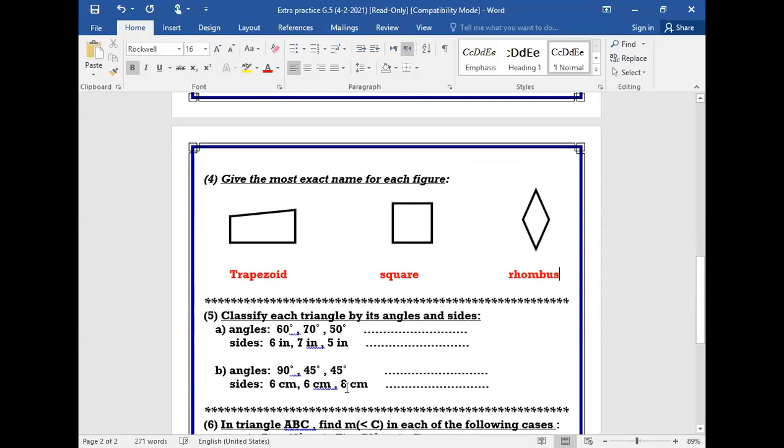The next exercise: classify each triangle by its angles and by its sides. The first triangle has angles 60 degrees, 70 degrees, and 50 degrees. What is the kind of this triangle according to angles?